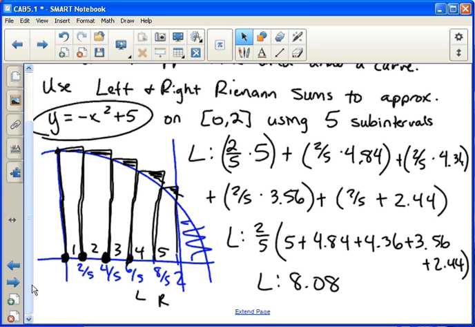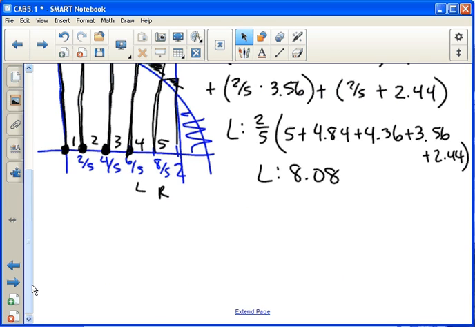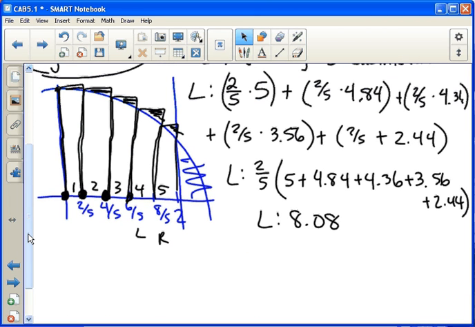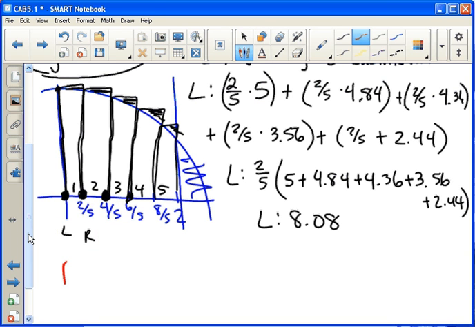So now let's do the right Riemann sum with the same equation. As I look at this, I go back to my first subinterval, do my right Riemann sum. I know my base for all 5 rectangles is going to be 2/5, so I'm going to put that out front. And this time, when I look at subinterval number 1, instead of using my left endpoint, 0, I'm going to use my right endpoint, 2/5. So notice that created a shorter rectangle, because we know from previously the height at 2/5 is 4.84.